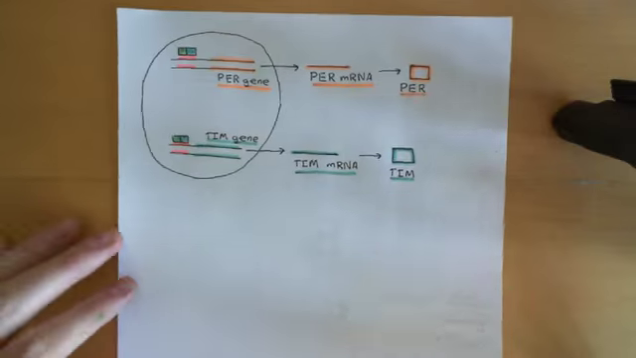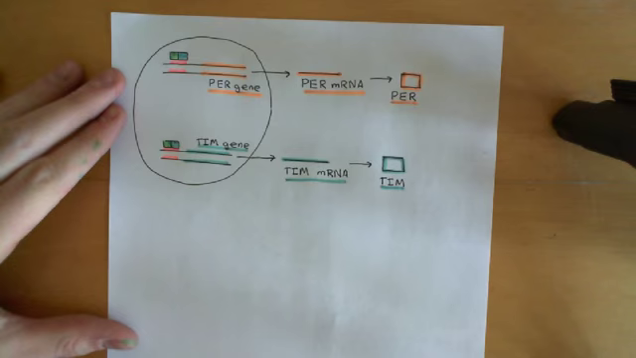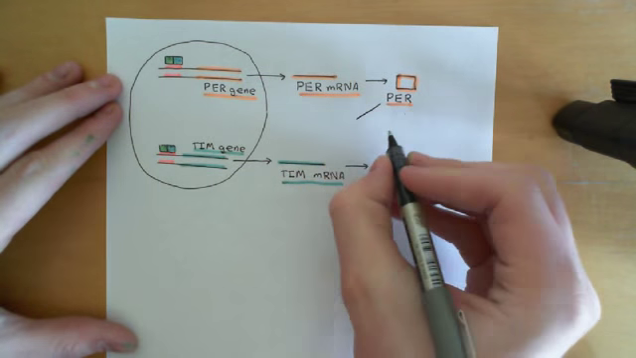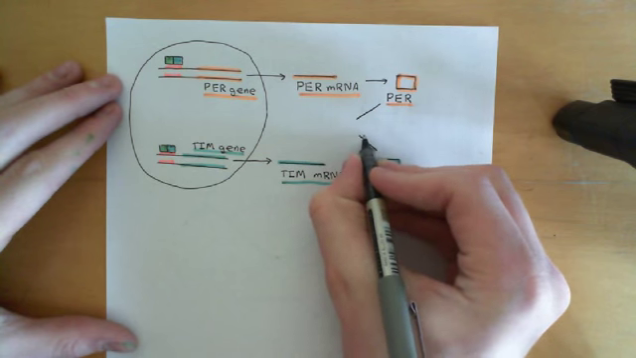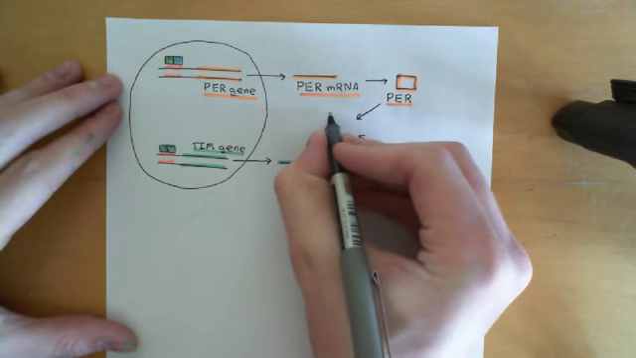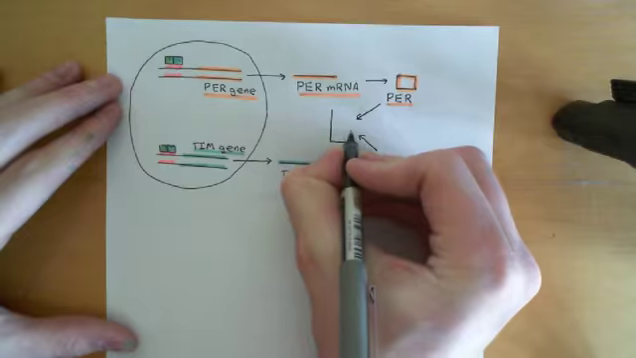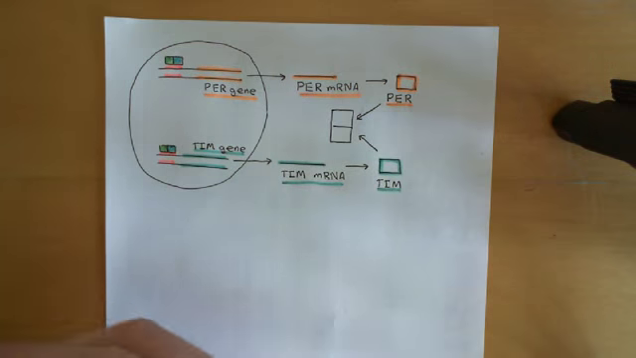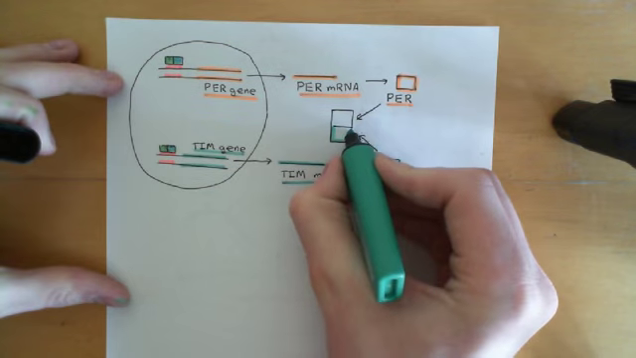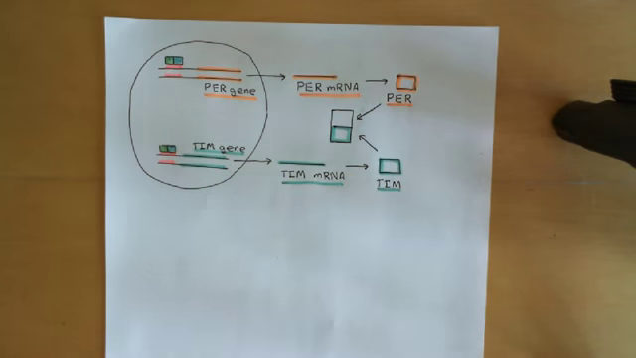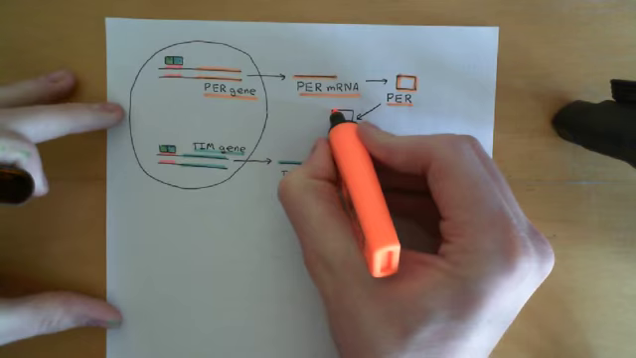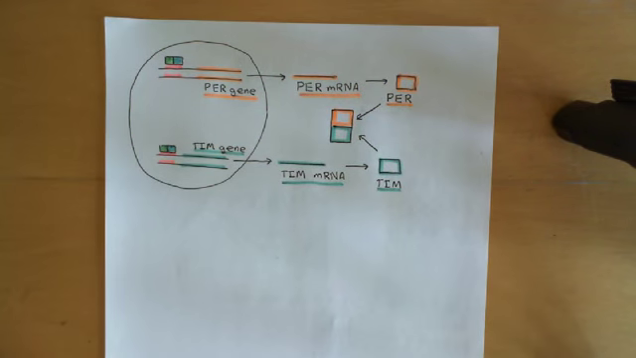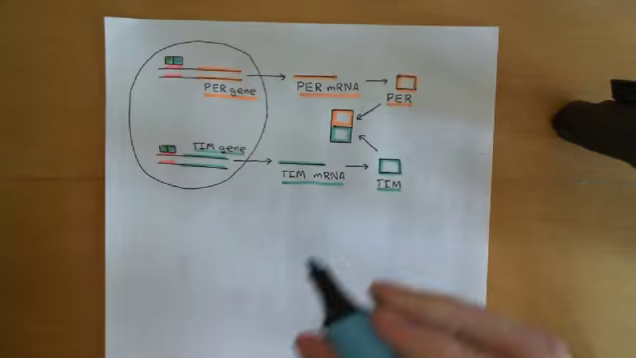Well, basically what starts to happen is period and timeless proteins start to form heterodimers, like so. So they start to dimerize together. You get one period protein and one timeless protein coming together to form a period timeless heterodimer here. So here's the timeless protein in turquoise, here's the period protein in orange. And this takes a long time. I want to stress this.